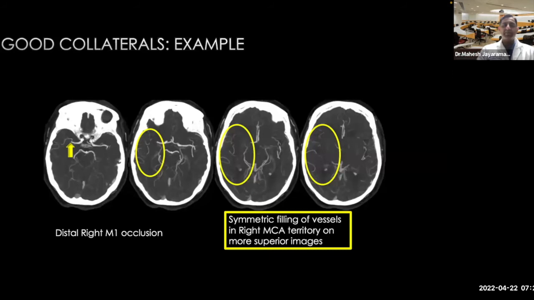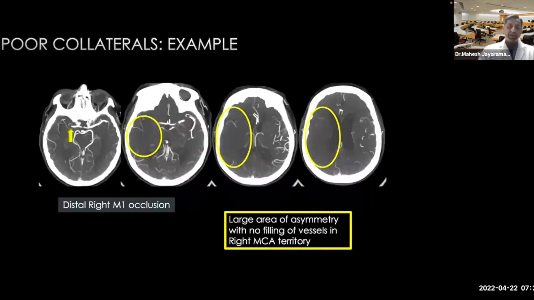So here's an example of good collaterals. This is a patient with a distal right M1 occlusion that you can see with the arrow. And you can see that the vessels beyond that territory are still patent and fairly symmetric compared with the contralateral side. In contrast, here's a patient with poor collaterals.